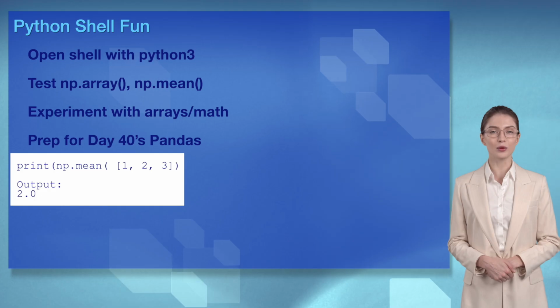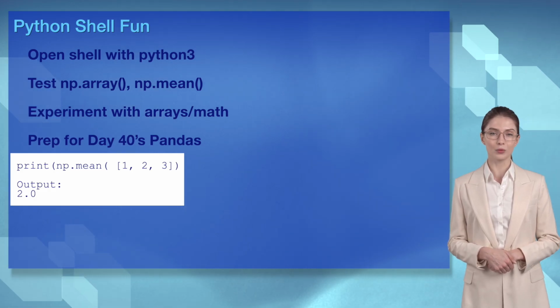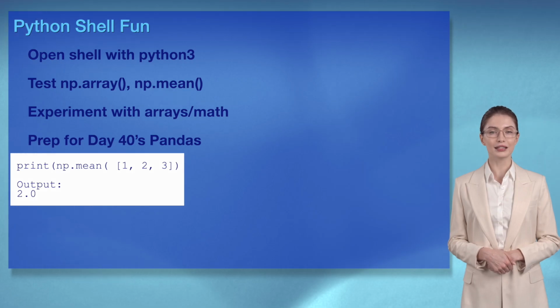Oh, Anastasia, the shell's where the fun gets spicy. Try np.array([[2, 3, 4]]) for matrices. Wizards, it's a flirty prep for Day 40's pandas.